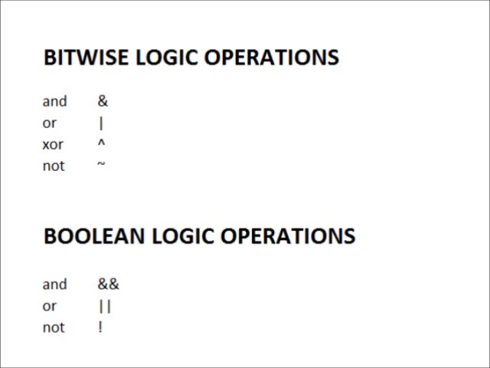Apart from the bitwise logic operations, we will now use Boolean logic operations. They seem to be similar. There is AND, OR, NOT, and the symbols are very similar, but they should never be confused. Boolean logic is not used to set or clear bits. Boolean logic is used to construct complex conditions.